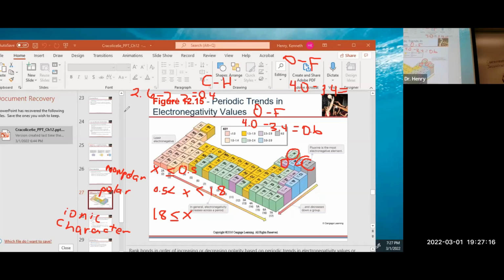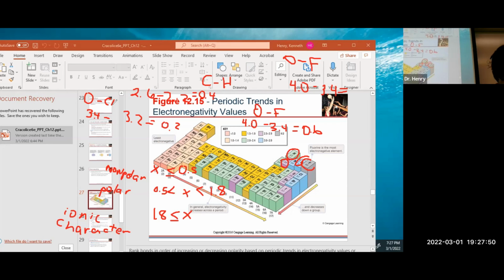Chlorine is 3.2, right? Oxygen is 3.4, right? So if I subtract those two, what is that going to be? 0.2. So it would be nonpolar. So the bond between oxygen and chlorine would be nonpolar. It's just a quick glance. Okay, so that way we can tell the bond between those two is going to be nonpolar.